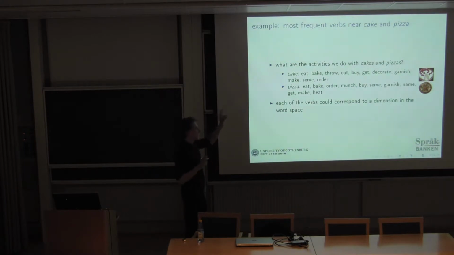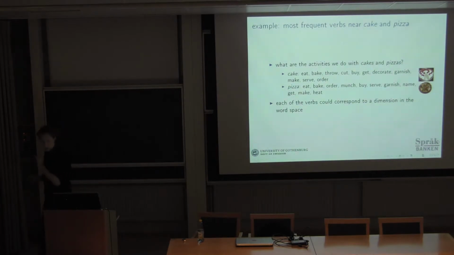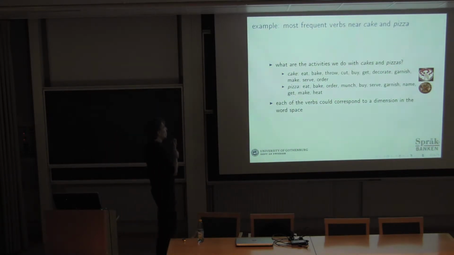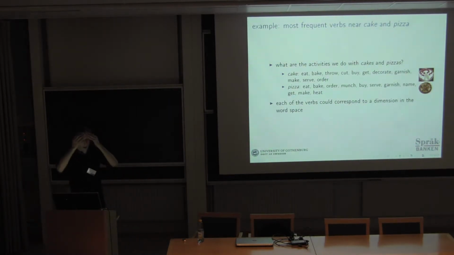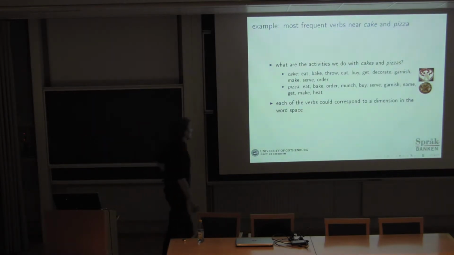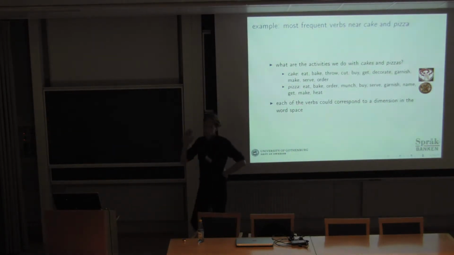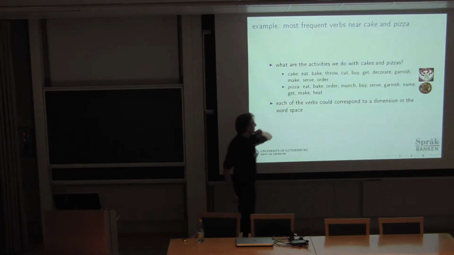So as you see, I haven't shown the frequencies, but the distribution of words that appear around mentions of cakes and of pizza, they are similar. So this is basically how we would make these vectors in the word space. If we say that each of these word occurrences will correspond to one dimension in the vector space, then we can convert pizza into a vector.